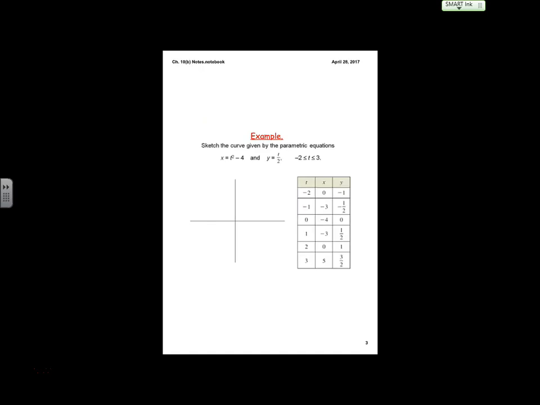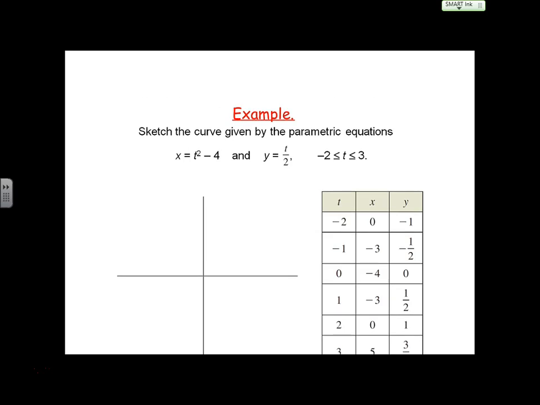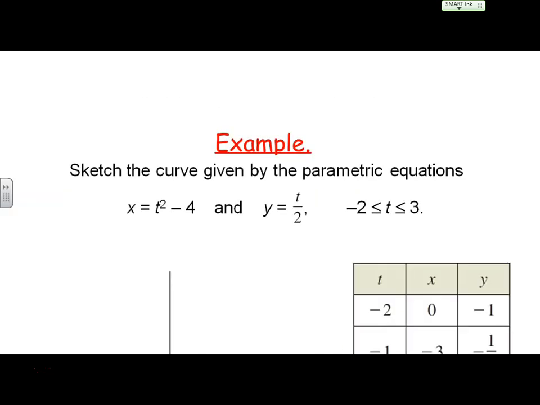All right, cool kids. So if I was to ask you guys to graph this equation up here, x equals t squared minus 4 and y equals t over 2, where t is between -2 and 3. We're not given necessarily a real life example, but we just talked about how time can go negative if we're talking about what happened in the past.